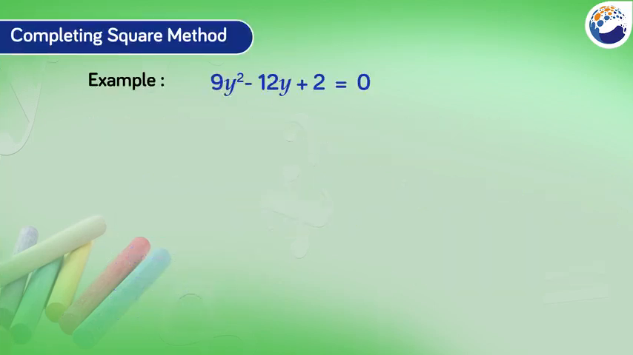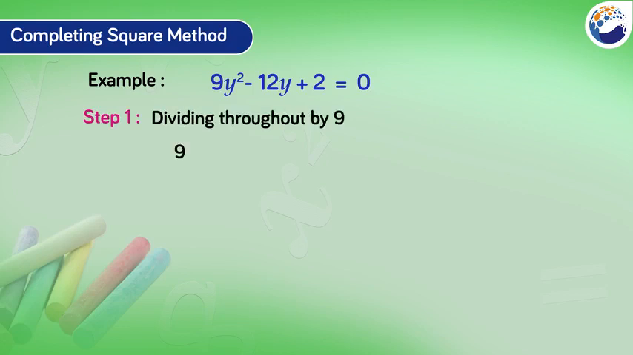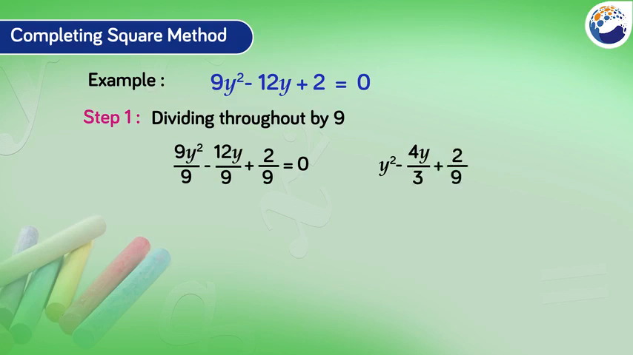Example, 9y² − 12y + 2 = 0. Here, the quadratic equation is in y. We know that in the first step, we make the coefficient of y² as 1. Dividing throughout by 9, we get 9y²/9 − 12y/9 + 2/9 = 0, which implies y² − 4y/3 + 2/9 = 0.